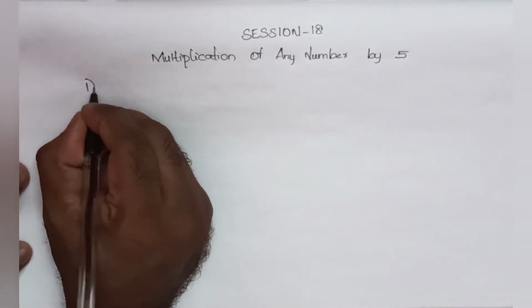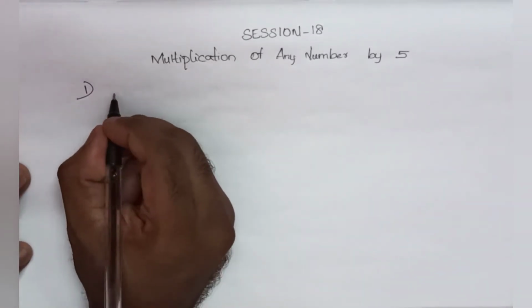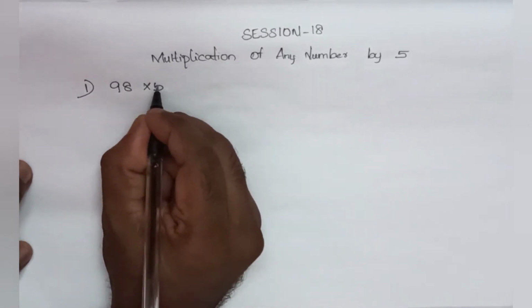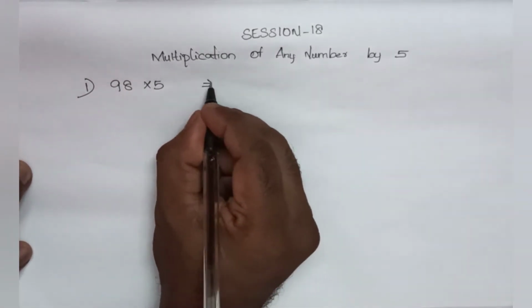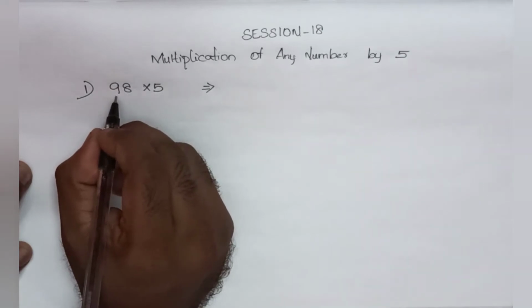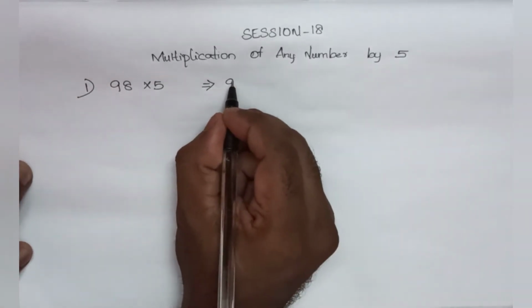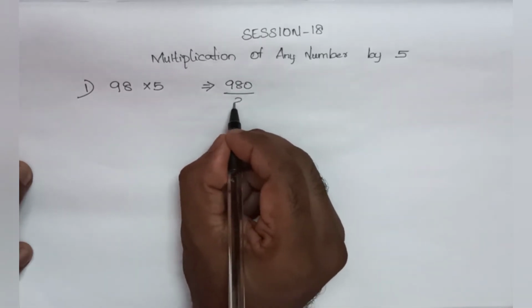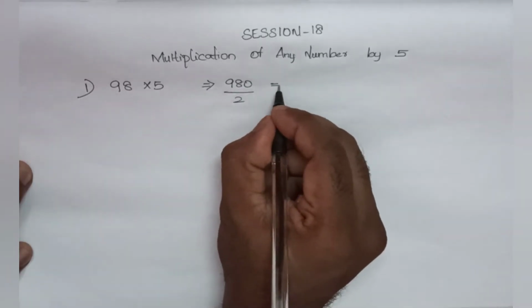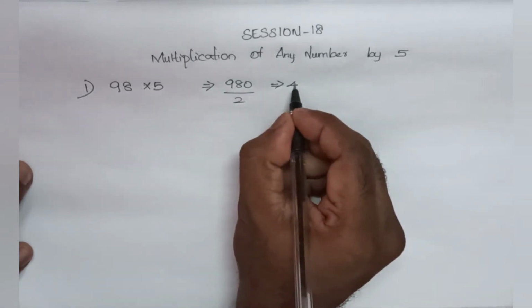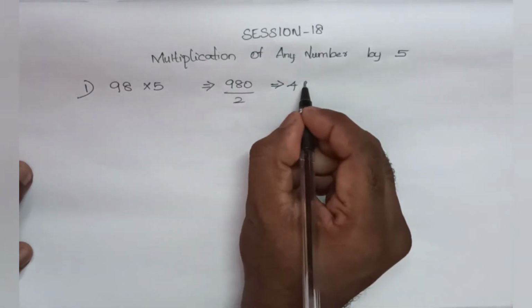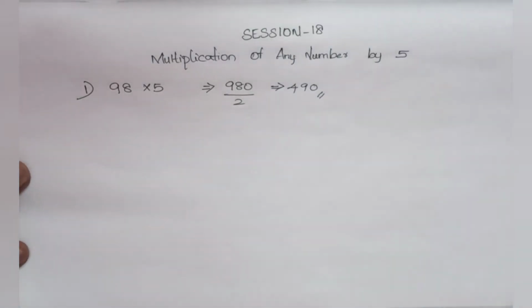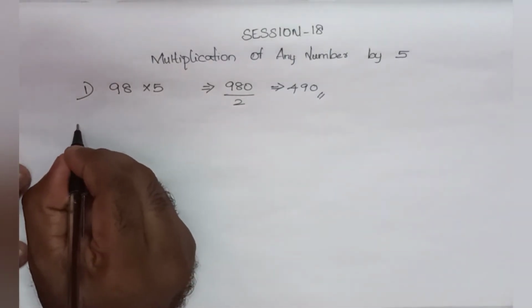First example, I am taking a 2-digit number, 98 into 5. It means you have to multiply with 10, so it is 980. After that you have to divide it by 2. So 4, remaining one here, so 9, then 0. That's all. Let me see the second example.